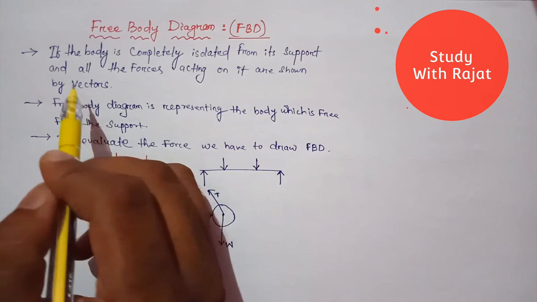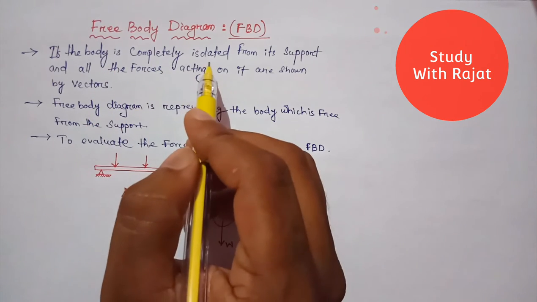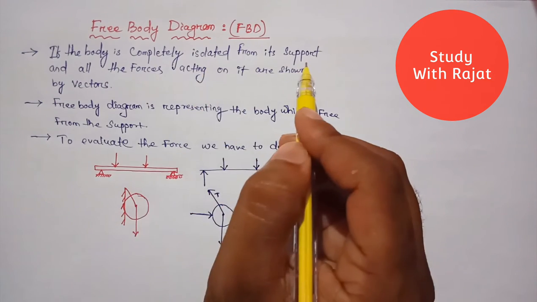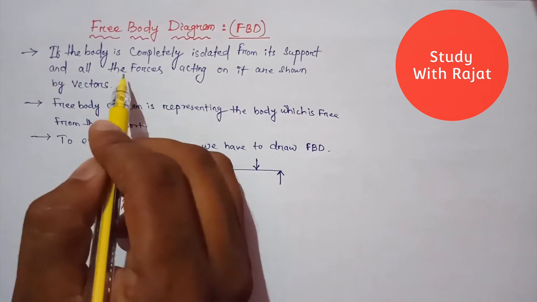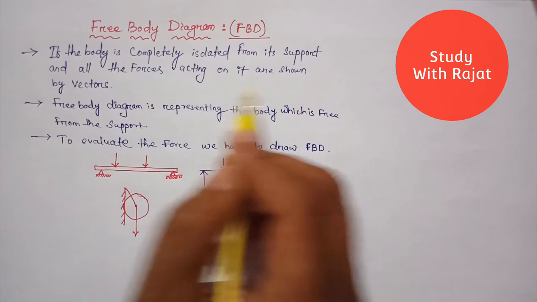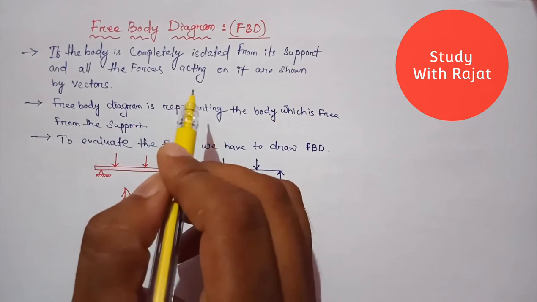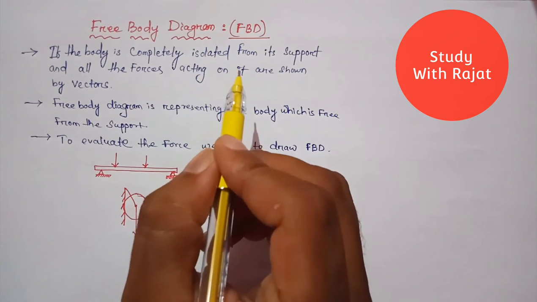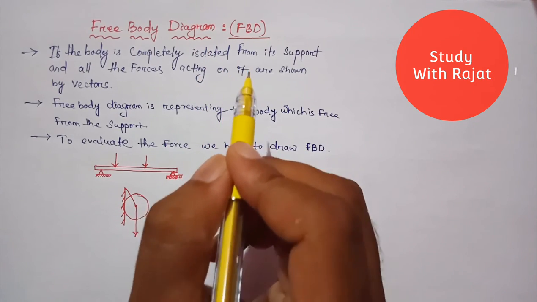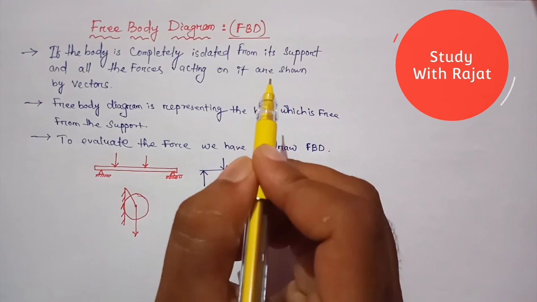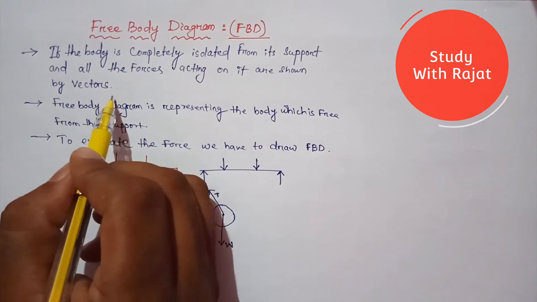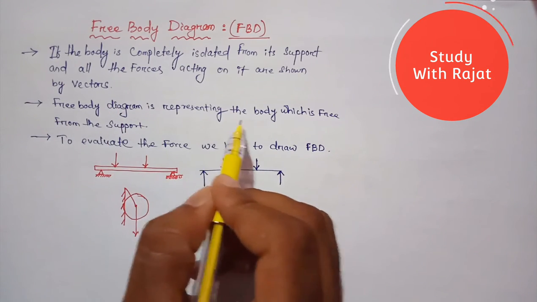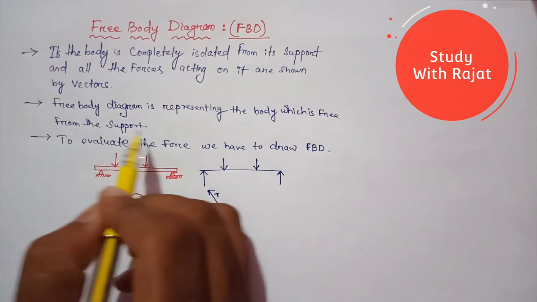So it says that if the body is completely isolated, it means you remove all the supports, and all the forces acting on it are shown by vectors. So in FBD, free body diagram, you have to remove all the supports. After that you should show all the forces by vectors. We can also say a free body diagram represents the body which is free from the support.